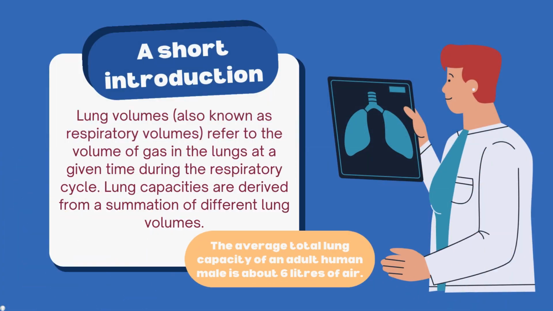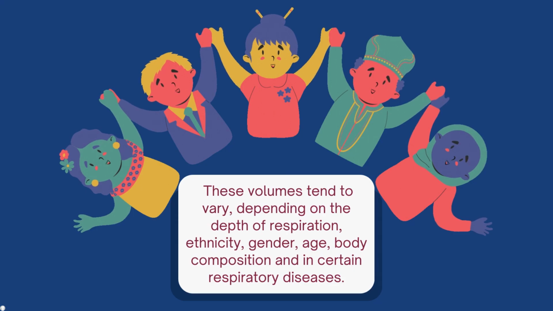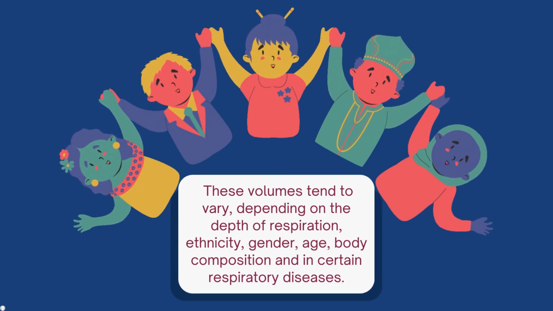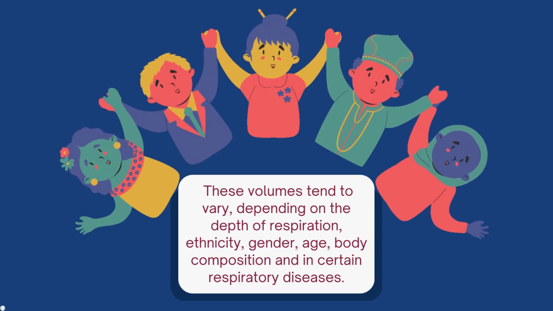As a short introduction, we can mention that lung volumes, also known as respiratory volumes, refer to the volume of gas in the lungs at a given time during the respiratory cycle. Lung capacities are derived from a summation of different lung volumes. The average total lung capacity of an adult human male is about 6 liters of air. These volumes tend to vary depending on the depth of respiration, ethnicity, gender, age, body composition, and in certain respiratory diseases.